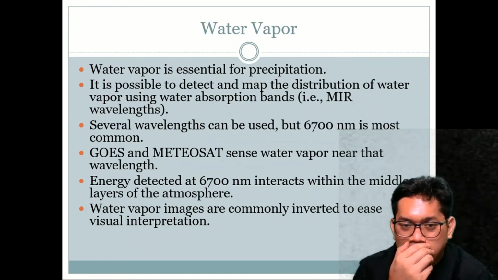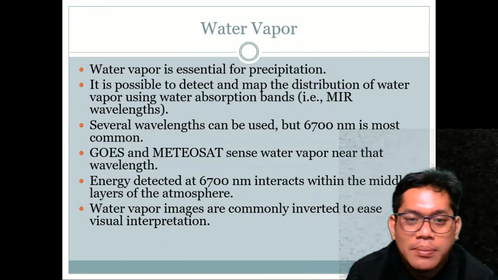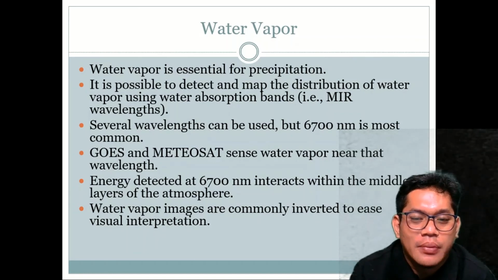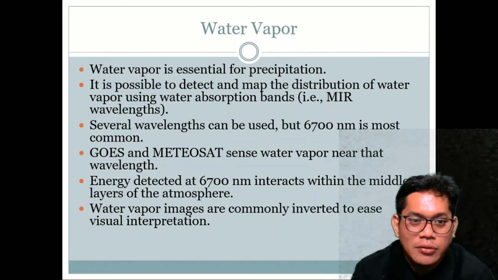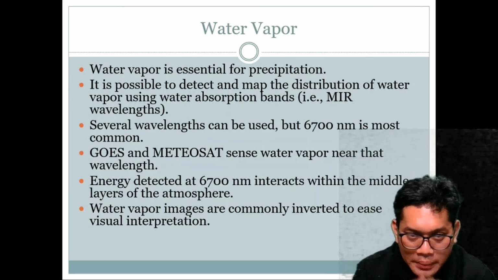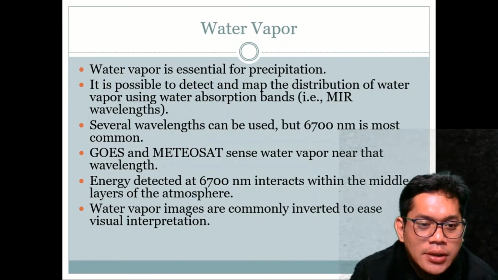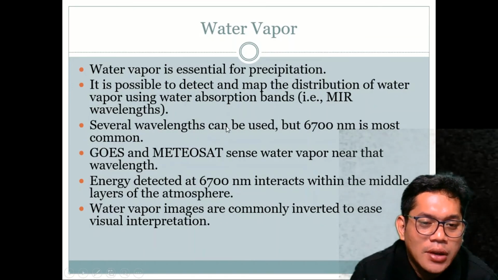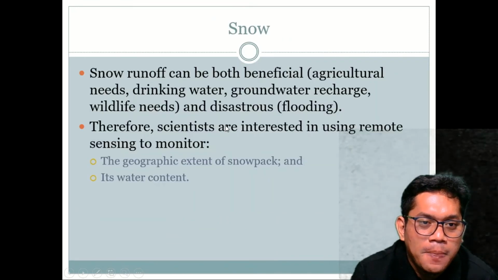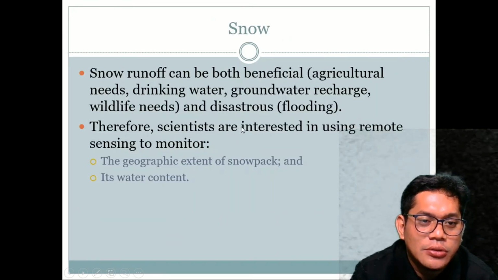And another thing is we are also able to detect the water vapor, which is essential for the precipitation. Okay, by using the middle infrared, it is possible to detect and map the distribution of the water vapor. So water vapor basically is detected at 6,700 nanometers, which is within the middle infrared, and it interacts within the middle layers of the atmosphere. Okay. And of course, we are also able to show some snow using remote sensing.